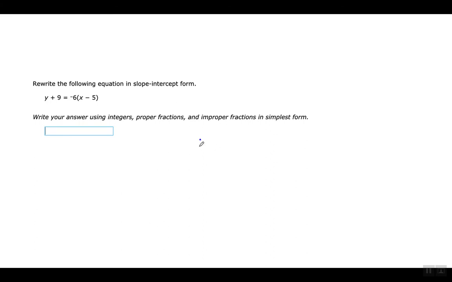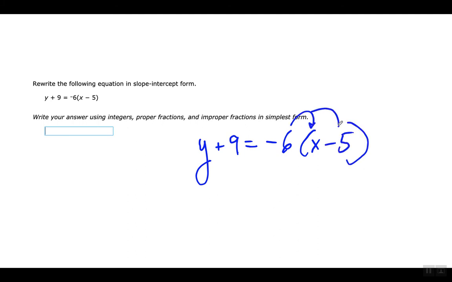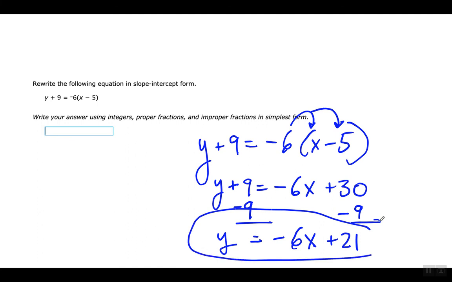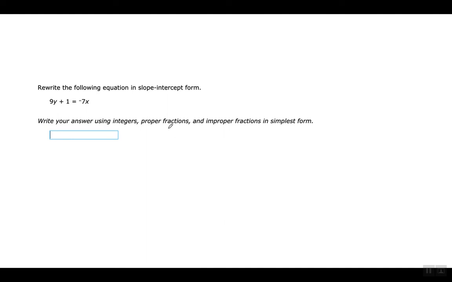All right, so y plus 9 equals negative 6 parentheses x minus 5. Do the distributive property, and you're going to have y plus 9 equals negative 6x plus 30. And now subtract the 9 from both sides. So y equals negative 6x plus 21. All right, this is the first time we see one that looks like this, although it's not a big deal.